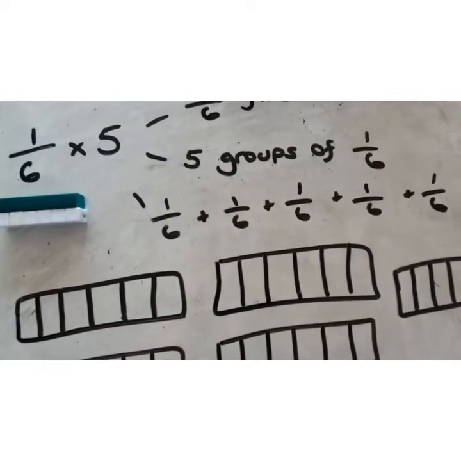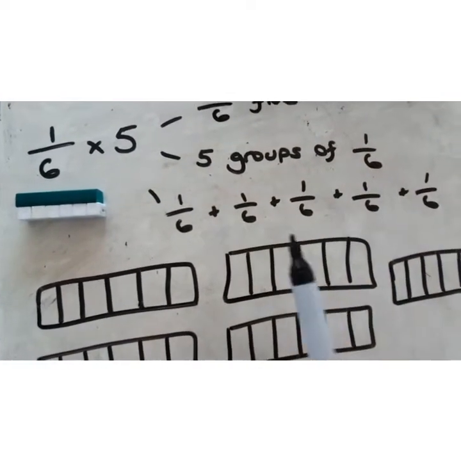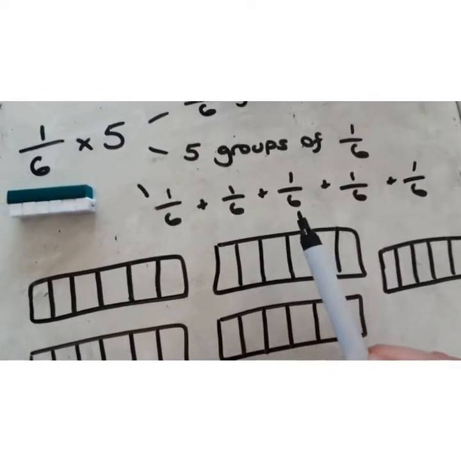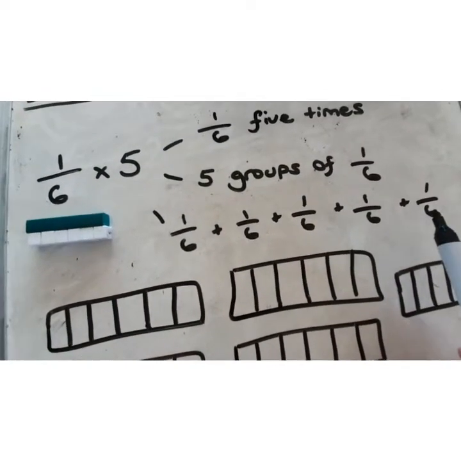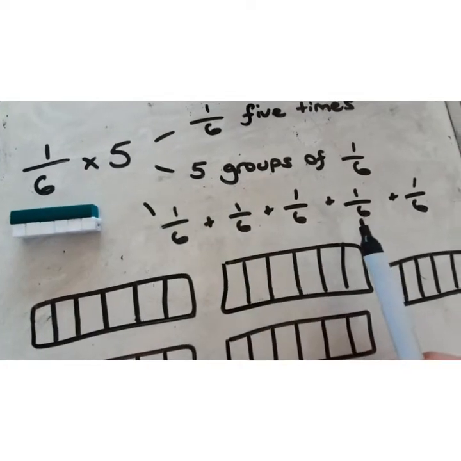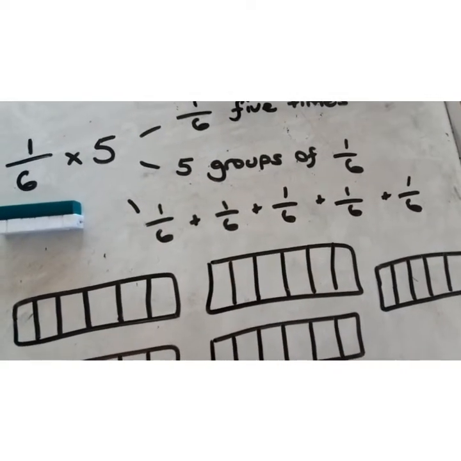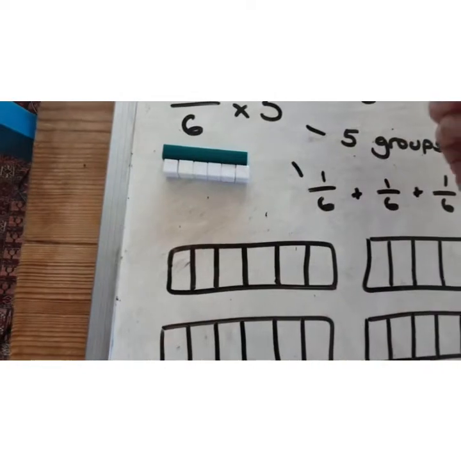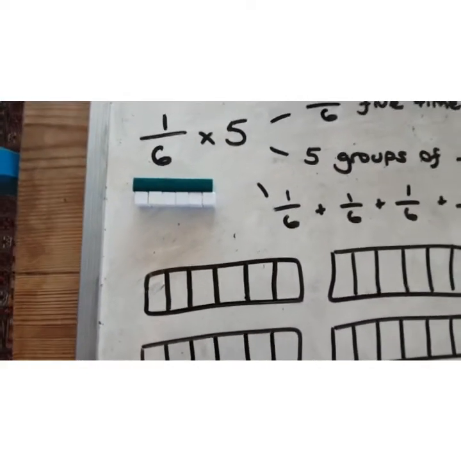Or we could show it as repeated addition. So we could say we've got 1/6 add 1/6 add 1/6 add 1/6 add 1/6. So if you know how to add fractions, that may make things a little bit clearer for you. Now, I know at home you don't have these Cuisenaire rods. I've borrowed them from school.